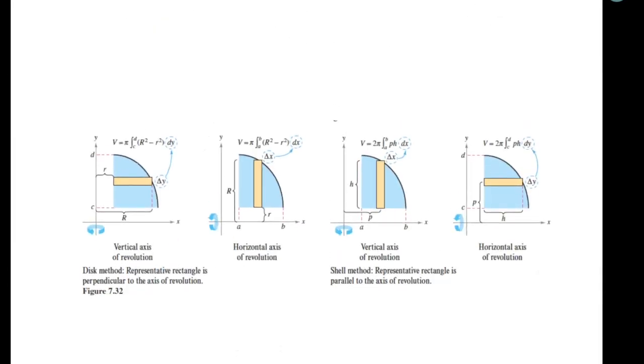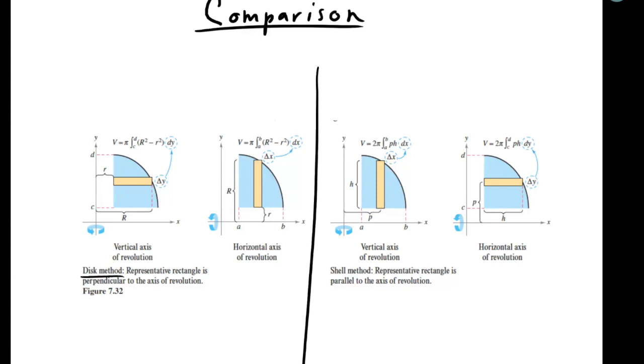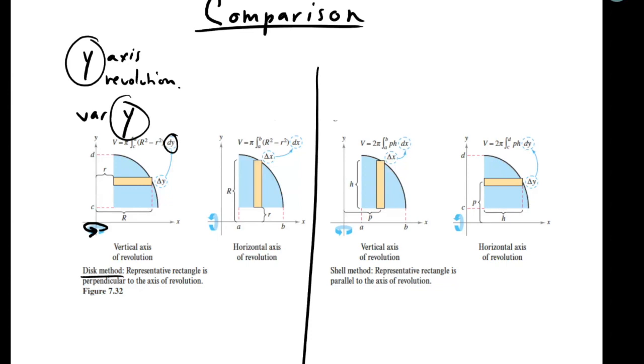To compare the two methods of disk versus shell, notice for our disk method, if I want to go around the y-axis, I'm going to be in terms of y. So y-axis revolution, variable is y. They are the same, right?